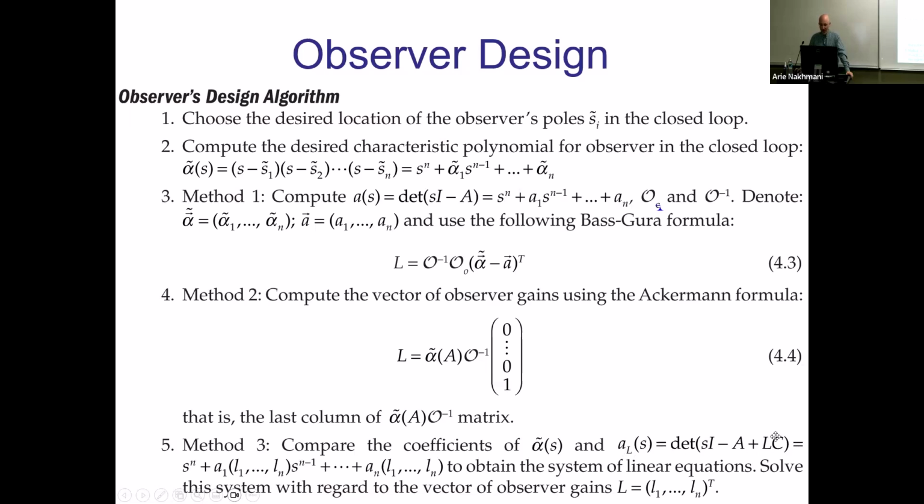So instead of BK, I have LC here. This is the difference from the controller design. And then all of these coefficients are obviously functions of L1, L2, L3, and so on. And then you're just comparing coefficients and finding that vector L. Done. This is the design. This is exactly the same technique, just slightly different formulas.